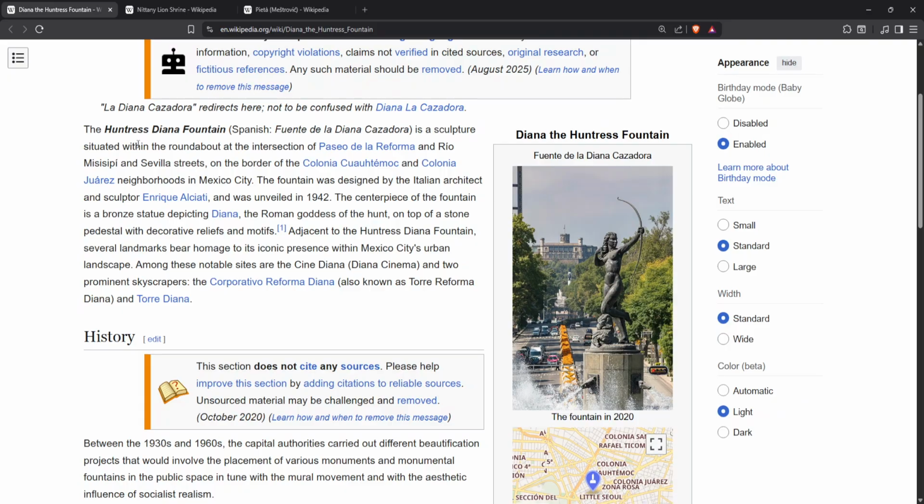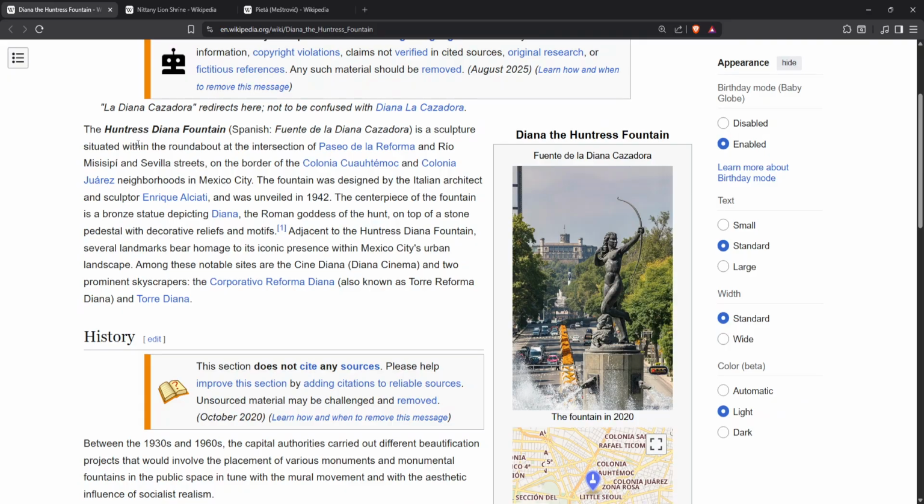The fountain was designed by the Italian architect and sculptor Enrique Aliciotti and was unveiled in 1942. The centerpiece of the fountain is a bronze statue depicting Diana, Roman goddess of the hunt, on top of a stone pedestal with decorative reliefs and motifs. Adjacent to the Huntress Diana Fountain, several landmarks bear homage to its iconic presence within Mexico City's urban landscape.